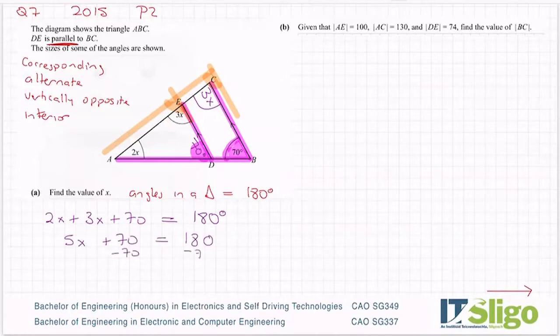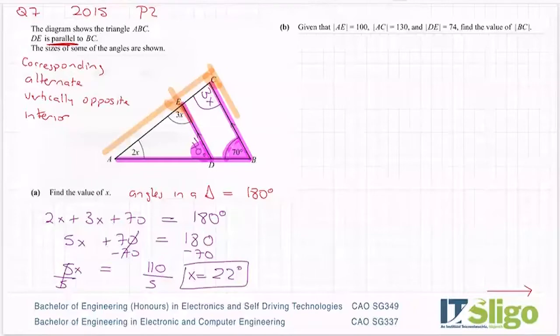Subtract 70 from both sides. This is just a normal algebra question now. So 5x is equal to 110. Divide both sides by the number in front of x. x is 22 degrees. Okay, which means what?